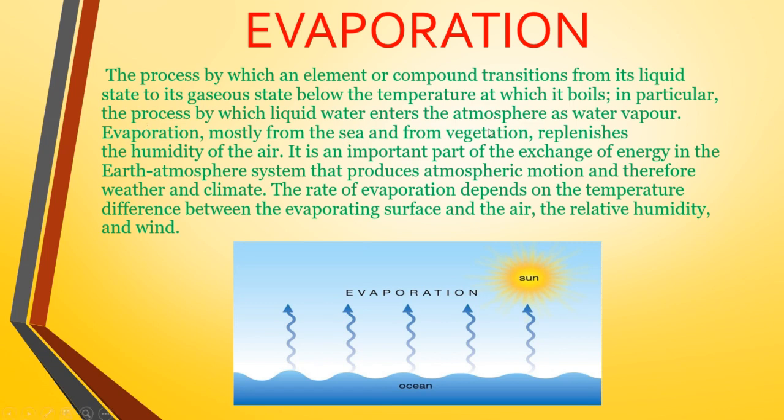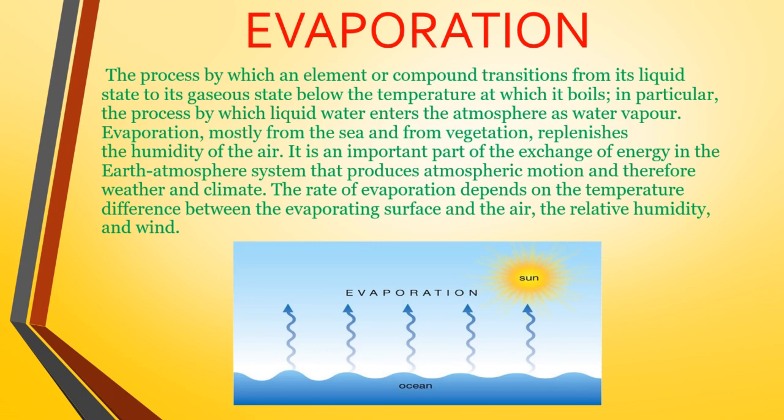Evaporation mostly from the sea and from vegetation replenishes the humidity of the air. Vegetation means green plants, like transpiration. What is transpiration? This is a biological term. Transpiration occurs when too much water is released from the stomata. The water released from the stomata then goes up into the air, and in that case also evaporation occurs and replenishes the humidity of the air.